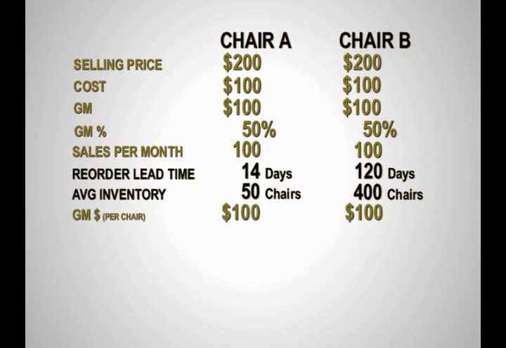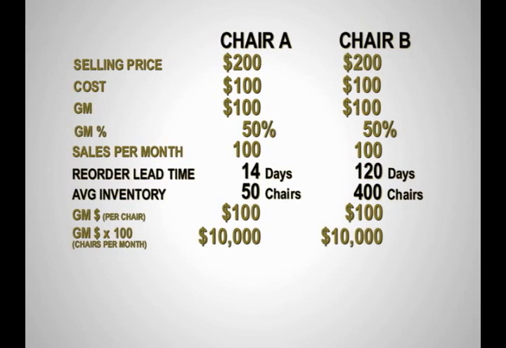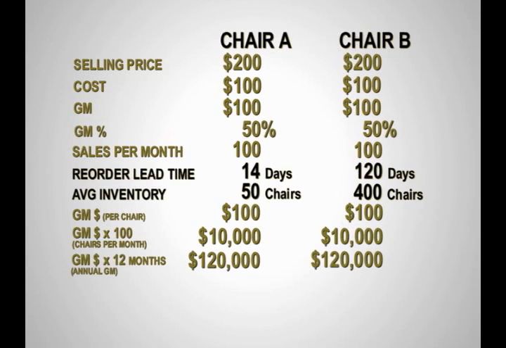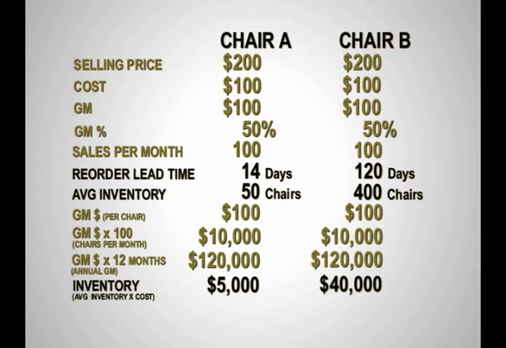The gross margin dollars per share, the same. The times 100 chairs per month, the same. During the 12-month period, the same. The inventory, the average inventory times cost, $5,000 for chair A, $40,000 for chair B. So your GMROI on chair A is $24. On chair B, it's $3. Which chair do you want to be working with?